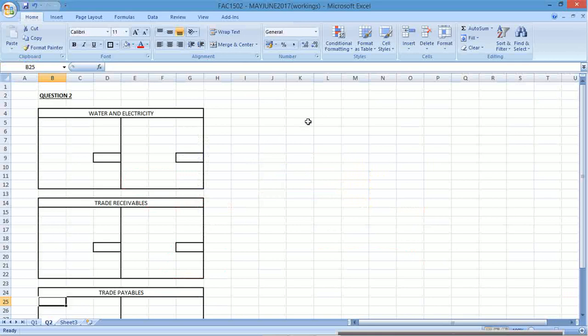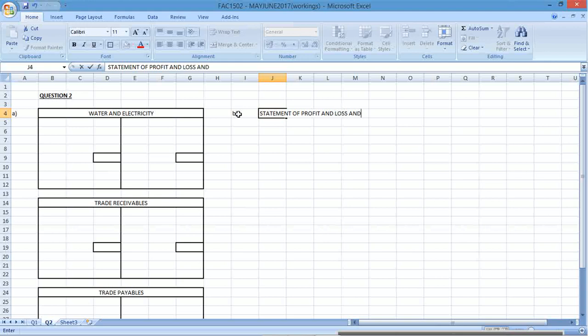So I'm going to do it on this side. This is A, and this is B. Statement of profit and loss and other comprehensive income. Obviously you'd write all of it, like the name of the business, the year and all of that. You need to write it in the examination. You probably won't get any marks for doing it, but it just looks good. Don't do it at the beginning, maybe do it at the end, if you've got time, just to make it look neater.